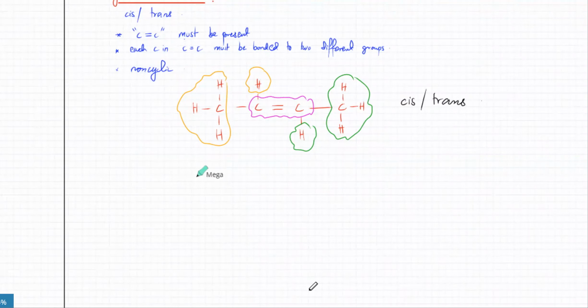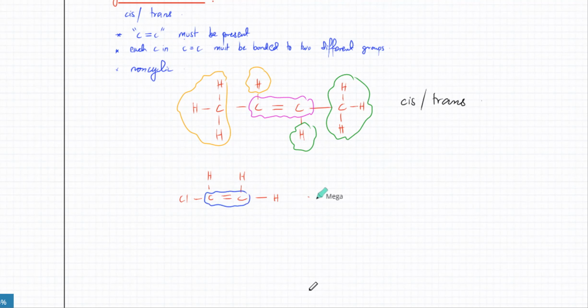Let me do another one. Let's say I have this molecule. Will this form cis trans? This one is a carbon. Does it meet the conditions? No, sir. No. Okay.